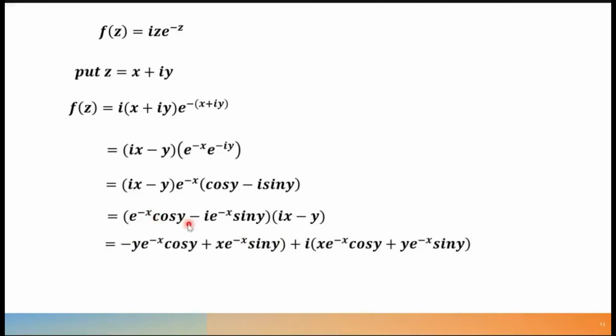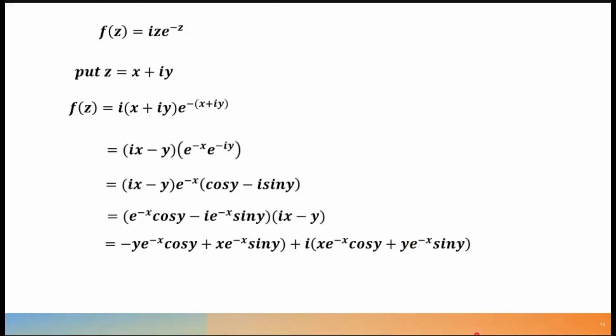तो पहला मैंने लिखा है रियल इंटू रियल, इसका रियल पार्ट e raised to minus x cos y, इसका रियल पार्ट minus y, तो ये हो गया. फिर इमेजिनरी इंटू इमेजिनरी, तो x इंटू minus i इंटू plus i, that is minus i squared which is plus 1, तो x इंटू e raised to minus x sin y. देन इमेजिनरी इंटू रियल और रियल इंटू इमेजिनरी, तो x इंटू दिस एंड देन इमेजिनरी इंटू रियल.